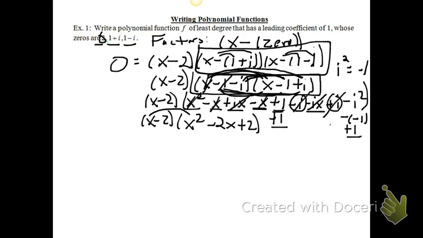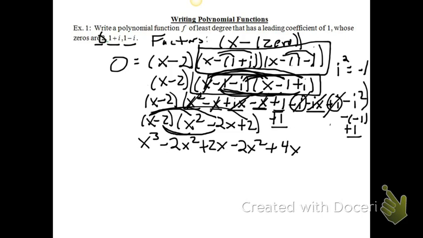And I'm going to begin by doing x times x squared to get x cubed. I'm going to do x times negative 2x to get negative 2x squared, and x times 2 to get positive 2x. Now I do negative 2 times x squared to get negative 2x squared. Negative 2 times negative 2x is positive 4x. And then negative 2 times a positive 2 is a negative 4.